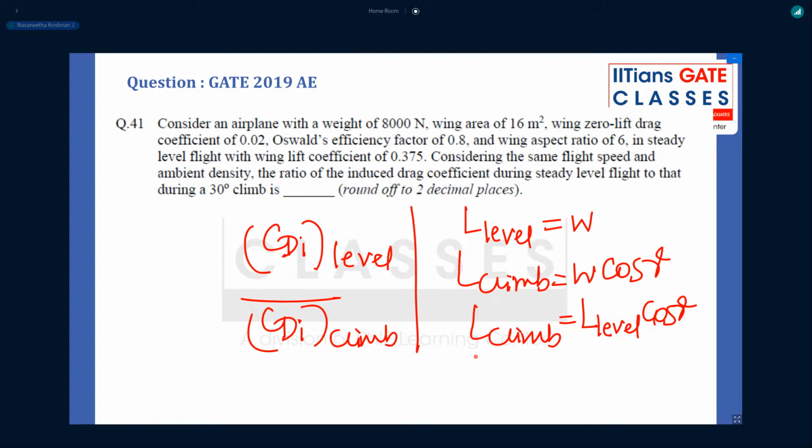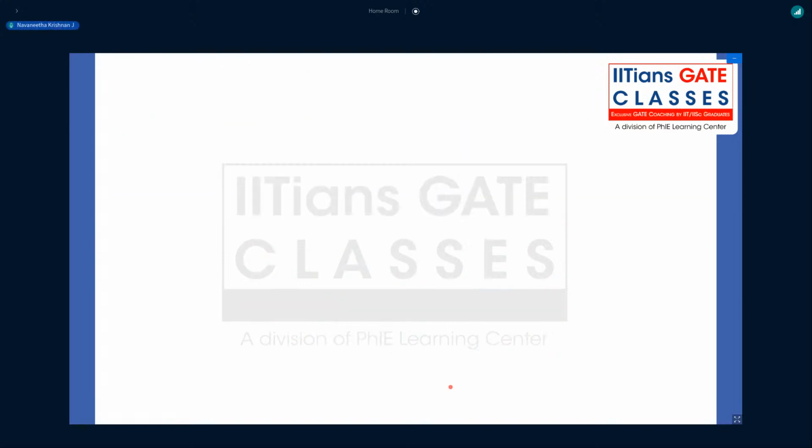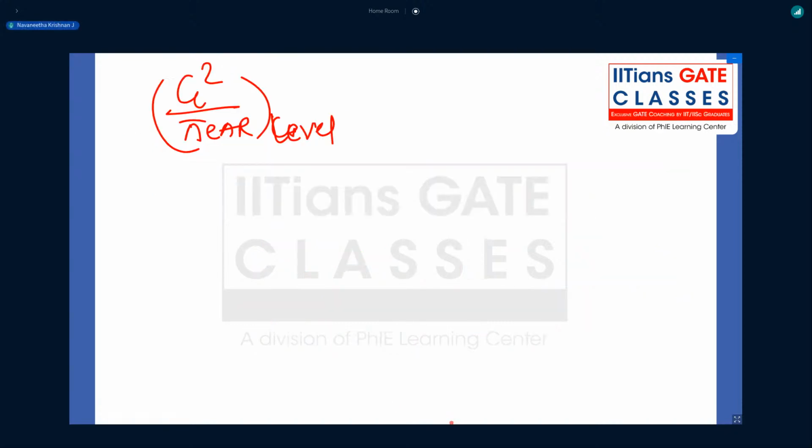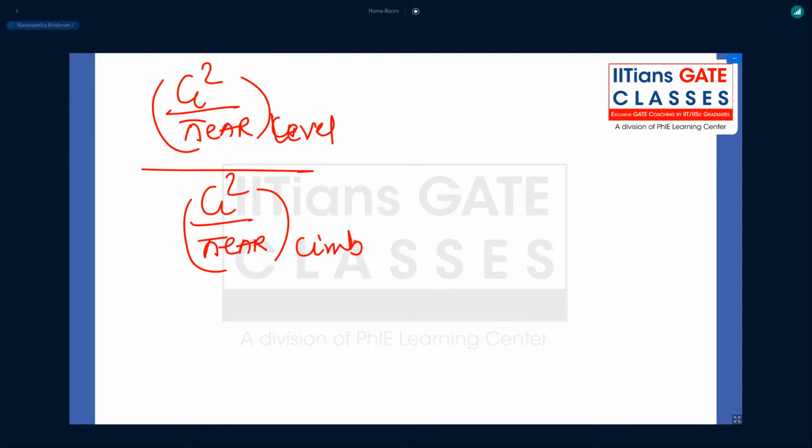So what is CDI? CDI is CL square by pi e AR, for level flight. In the same way, CDI for climbing flight is CL square by pi e AR of climbing flight. The other parameters are the same: pi is the same, e is the same, aspect ratio is the same, so they get cancelled. It becomes CL square for level flight divided by CL square for climbing flight.